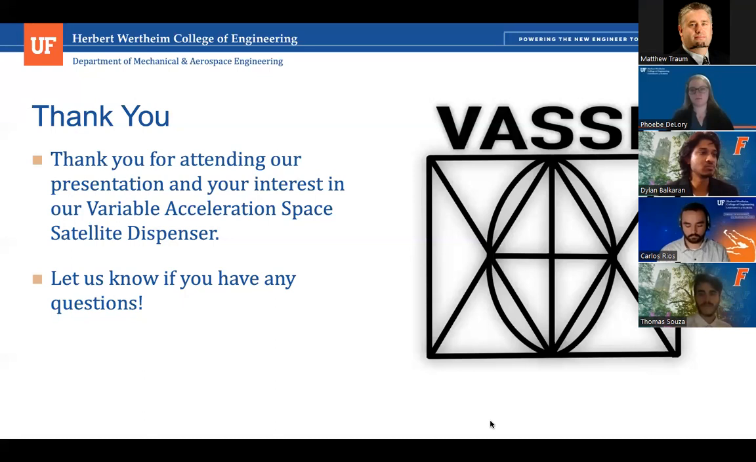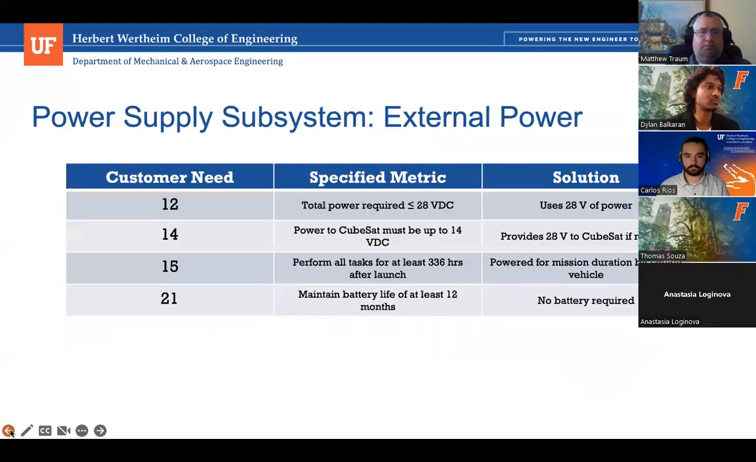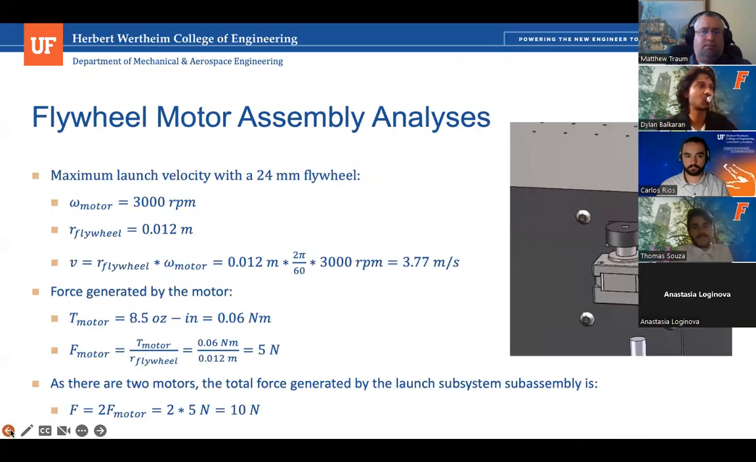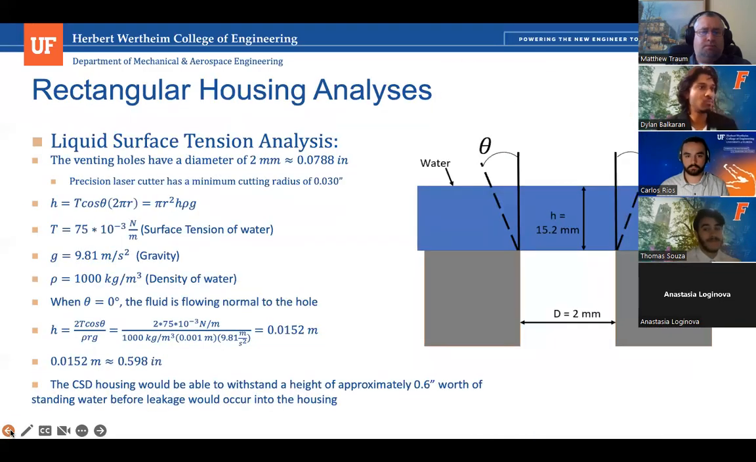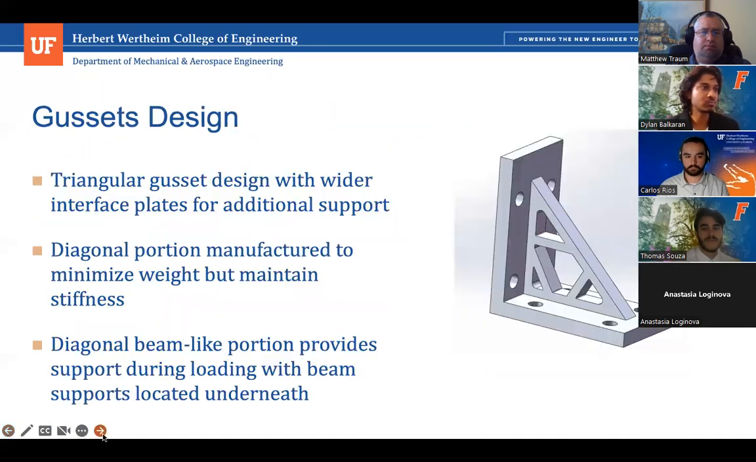I have a quick question for the gussets as well. Could we go to that slide? I think it was in the beginning. Oh, perfect. Thank you. So I had a few questions. For that triangular part, is that manufactured separately and then attached to the L bracket, or is this all one block?